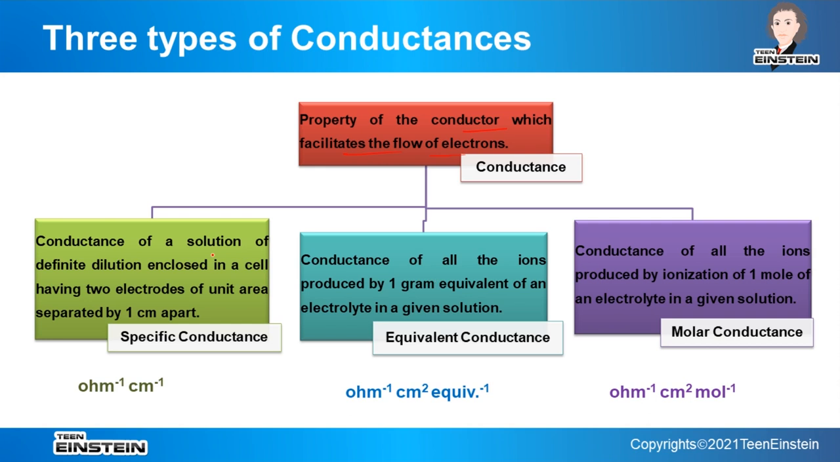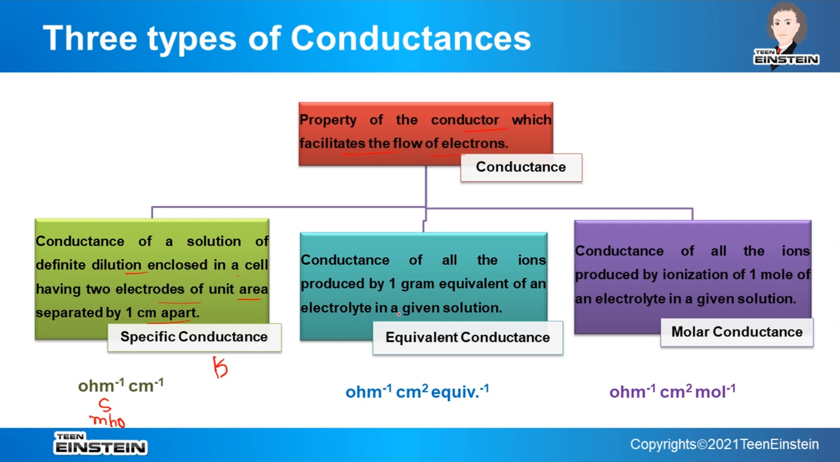When the conductance of a solution of definite dilution is enclosed in a cell having 2 electrodes of unit area separated by 1 centimeter apart, which is nothing but 1 unit volume, it is denoted as kappa. The unit is ohm inverse centimeter inverse. Ohm inverse, it is also called mho. All are the same.